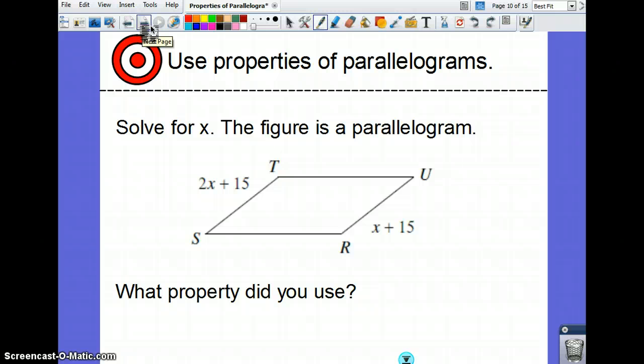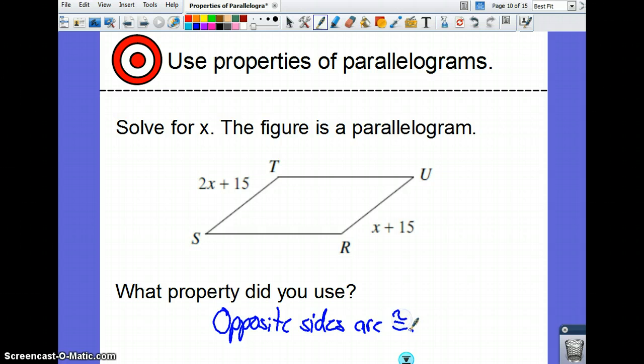Okay, for this one, look at the sides. This side is 2x plus 15, this side is x plus 15. This means that I've got opposite sides, and I know that my opposite sides are congruent. So I'm going to set them equal to each other because the length of this side should equal the length of that side. So 2x plus 15 should equal x plus 15.